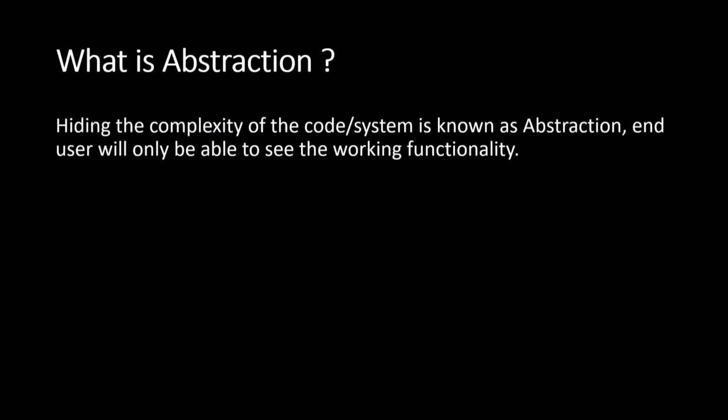What is abstraction? Hiding the complexity of the code or system is known as abstraction. The end user will only be able to see the working functionality. If you want more information about abstraction, I already discussed this in the Java OOPS concept video. Please refer to the same.